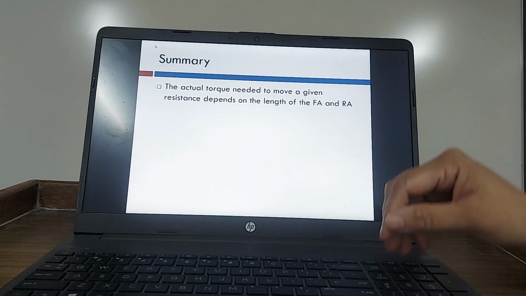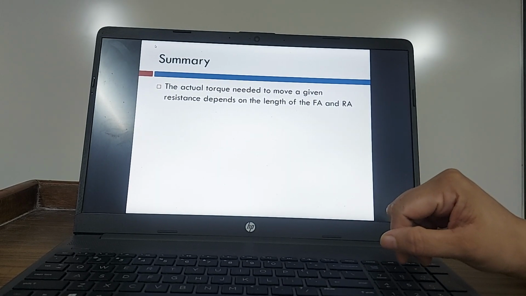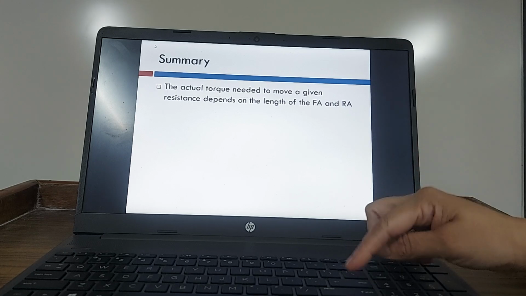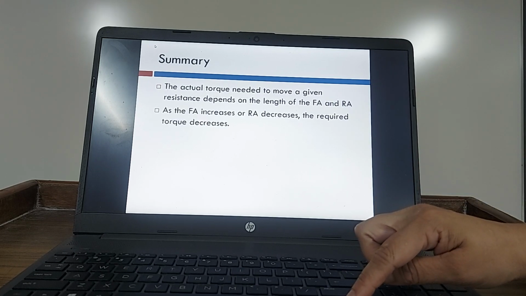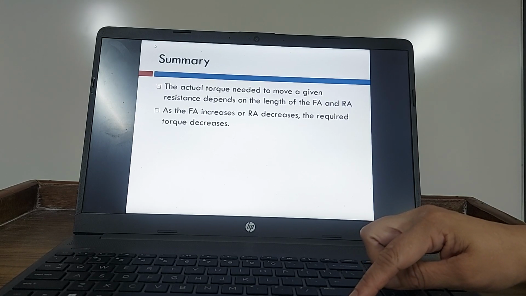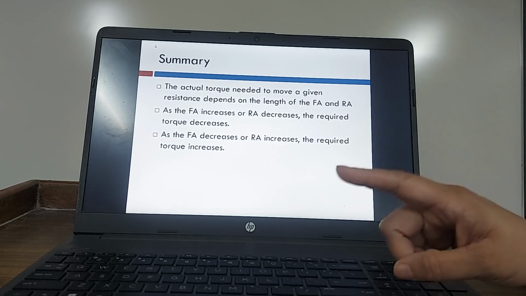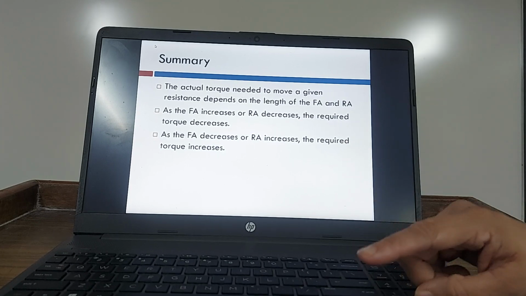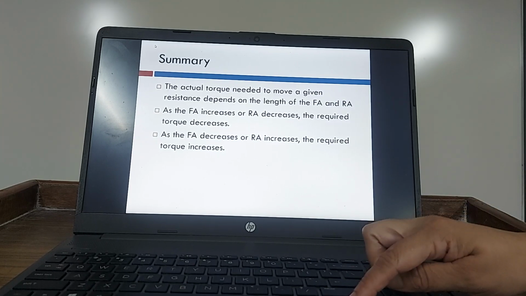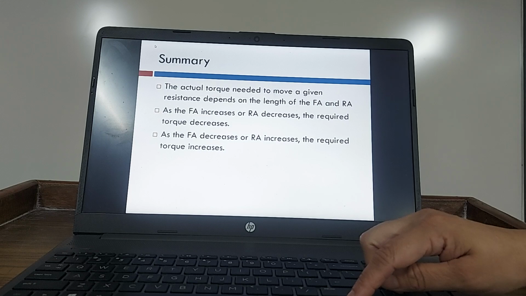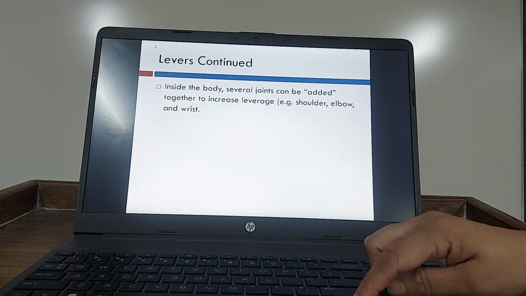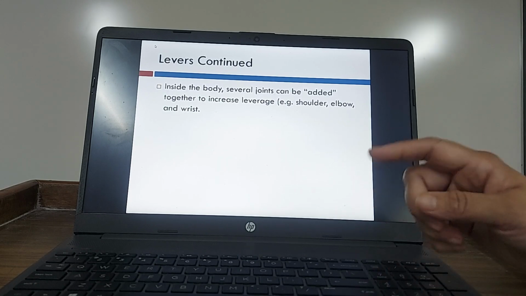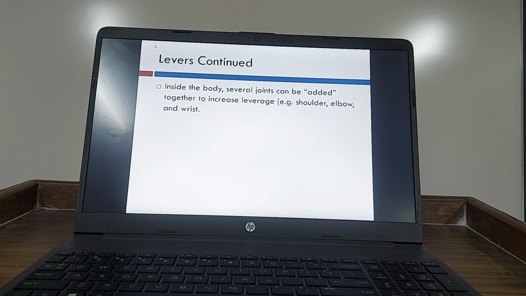Now the actual torque needed to move a given resistance depends upon the length of effort arm and resistance arm. Now as the effort arm increases or resistance arm decreases, the required torque also decreases. As the effort arm decreases and resistance arm increases, the required torque increases. This line is now clear? Okay. Now how do we use it in our body is with lever arm.